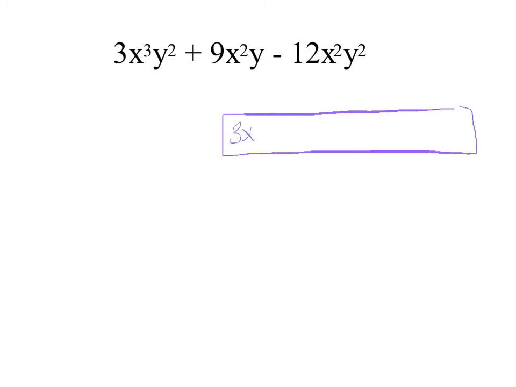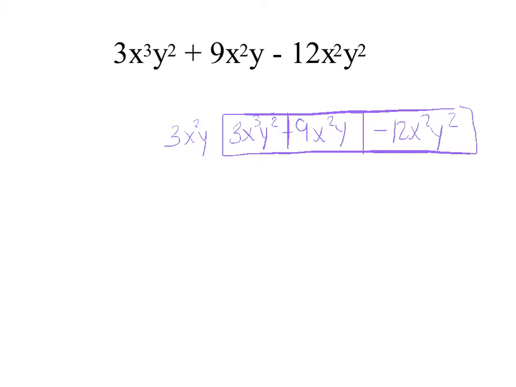So we have 3x cubed y squared plus, that'll be a line, 9x squared y minus 12x squared y squared. So let's look at the numbers. They've got a 3, a 9, and a 12. Looks like I can take out a 3. For just the x's, my smallest x is x squared. And for the y's, my smallest y is just a single y.